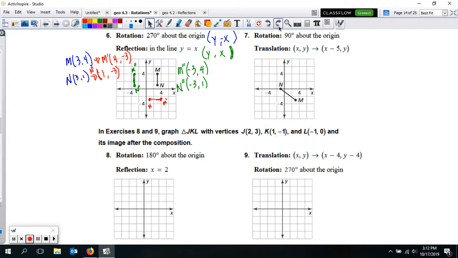For number 7, knowing these points first is important. We've got to know what those points are. M is just the point (3, -3), so right 3, down 3. N is on the x-axis, so it's just (-1, 0).